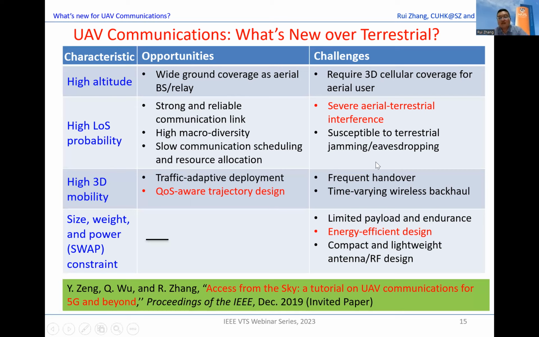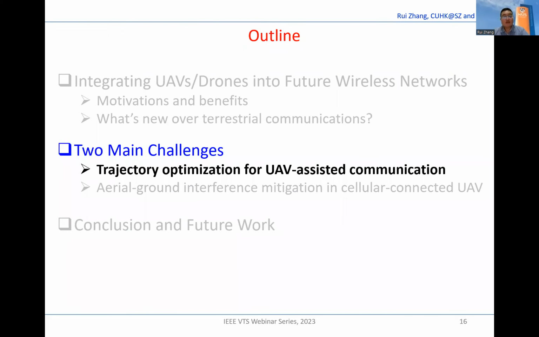So in this talk, due to the time constraint, I will mainly focus on one opportunity and one challenge. In terms of opportunity, I will talk about how to design the UAV trajectory to optimize its communication performance with the ground base stations or terminals. The challenge, as I mentioned before, is how to resolve the very severe air-terrestrial interference issue. If this problem is not tackled efficiently, we are not able to integrate UAV into the future cellular network because it will cause too much interference to existing users. So this is what I'm going to talk about next.